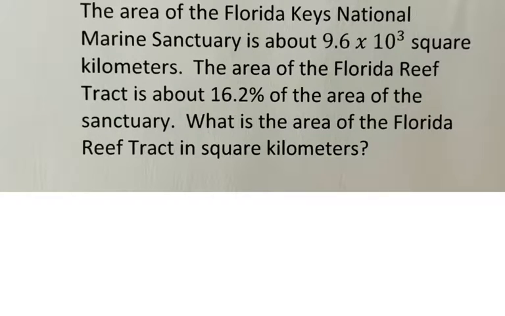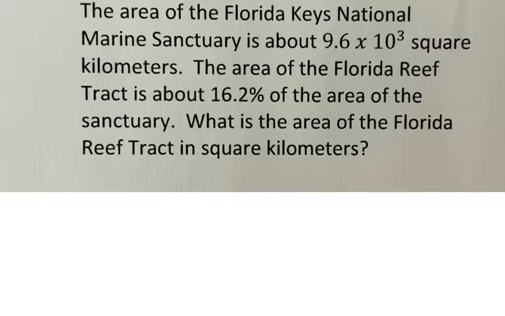All right, let's look at another, a little bit more challenging example. So this one says the area of the Florida Keys National Marine Sanctuary is about 9 and 6/10 times 10 to the 3rd square kilometers. The area of the Florida Reef Tract is about 16.2% of the area of the sanctuary. What is the area of the Florida Reef Tract in square kilometers?